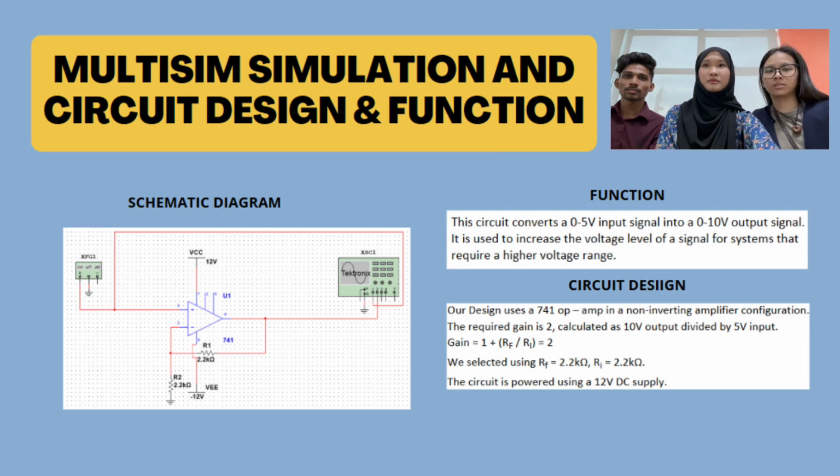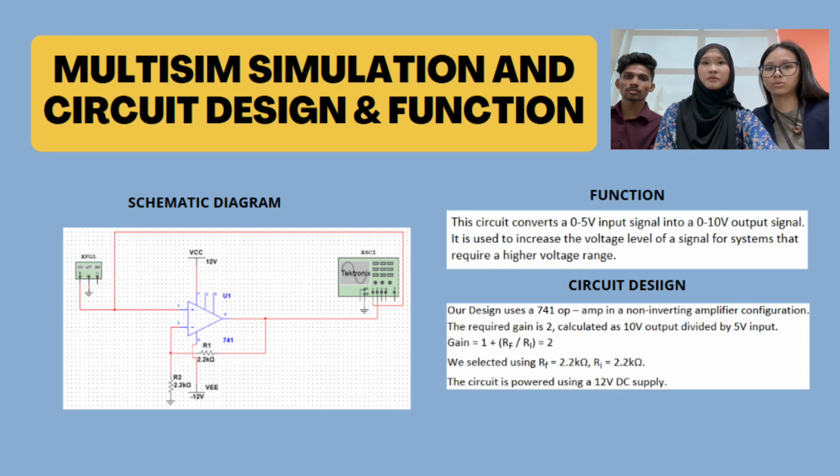The function of this circuit is to convert a 0 to 5 volt input signal into a 0 to 10 volt output signal. It is used to increase the voltage level of a signal for a system that requires a high voltage range. Our design uses a 741 op amp in a non-inverting amplifier configuration.